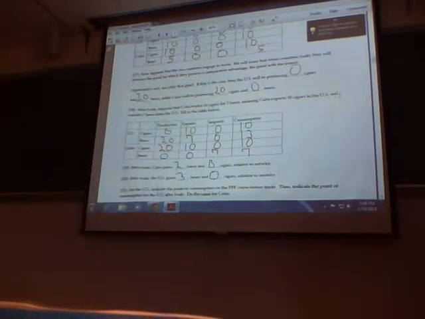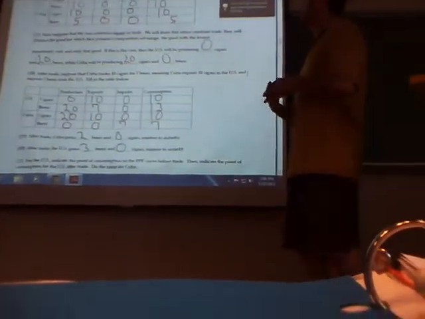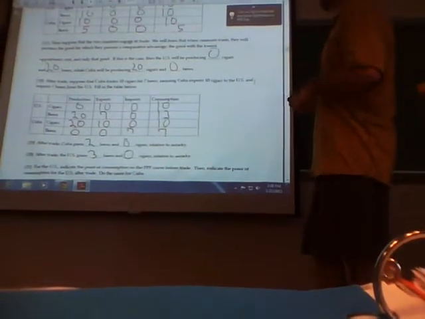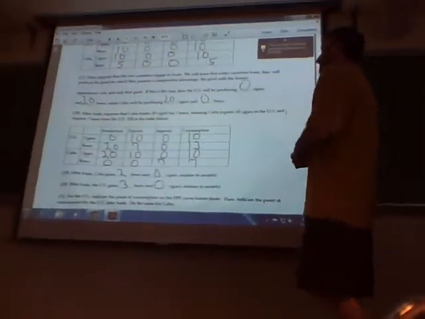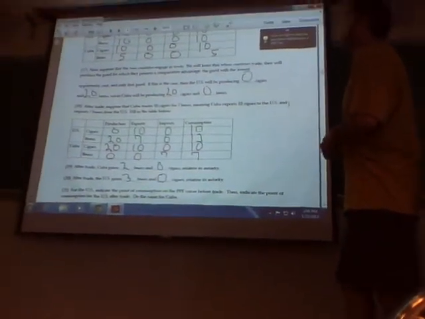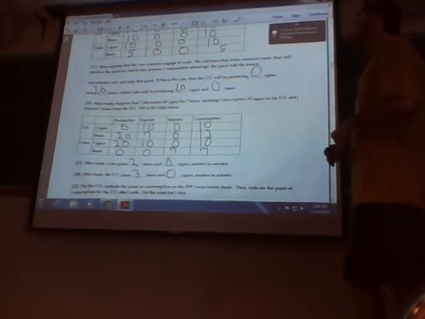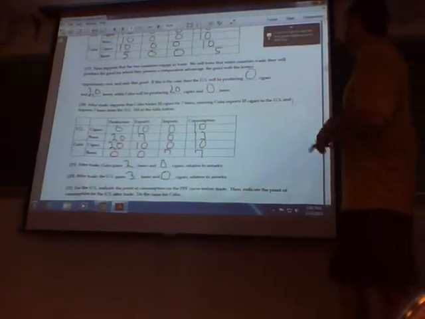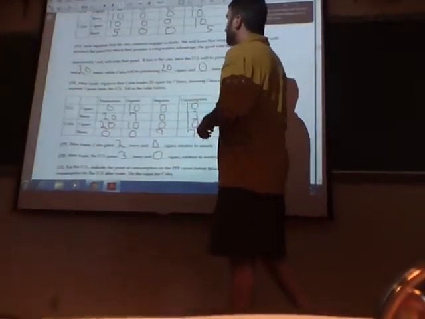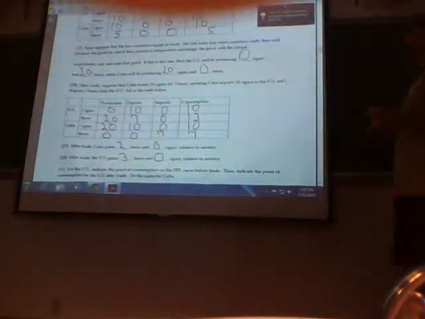In 17, it's saying, now suppose we engage in trade. Oh, good, I even tell you, we will learn that when countries trade, they will produce the good for which they possess a comparative advantage. The good with the lowest opportunity cost is only that good. If this is the case, write down the answer, then I'll go back to the graph to show it. U.S. will produce 0 cigars and 20 beers, while Cuba will produce 20 cigars and 0 beers.